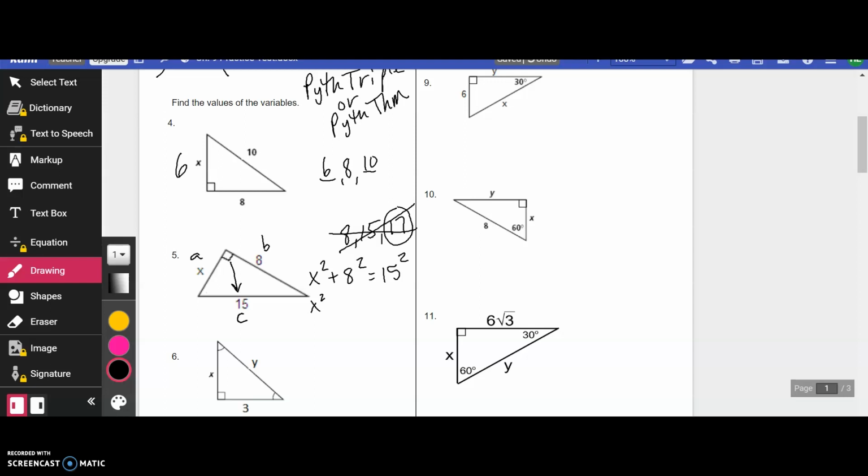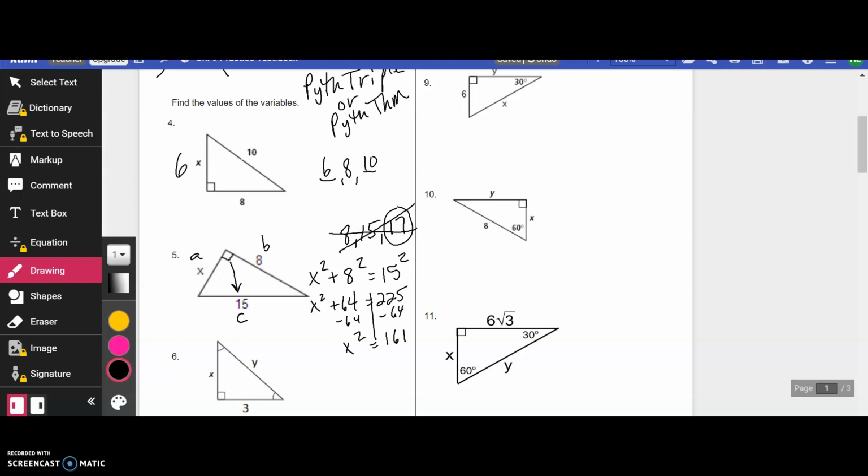All right. And hit pause at any time if I'm going too fast. All right. Now we're going to subtract the 64. So we're going to end up with x squared equals, let's see, what would that be? 161. Okay. So now when I go ahead and I want to get the x all by itself, that means that I need to take the square root. So the square root of 161, if I type that in on my calculator, I get a decimal.